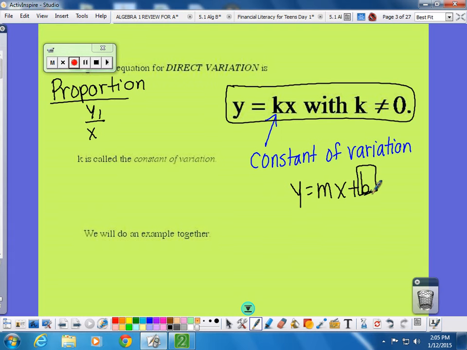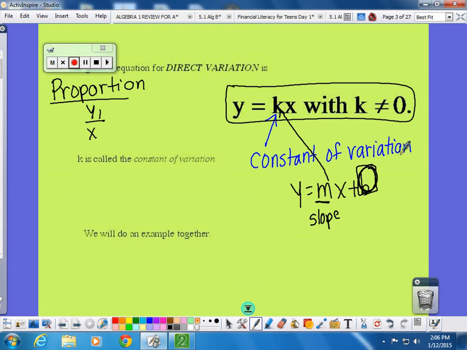If my graph goes through the what every time? A direct variation graph goes through the origin, then b is 0. Now what's the m stand for? Slope. That is the same thing as this k, which we're calling the constant of variation. So the constant of variation and the slope are the same.